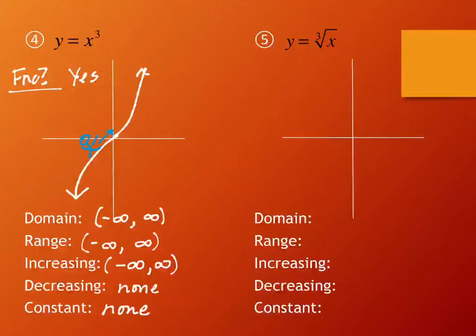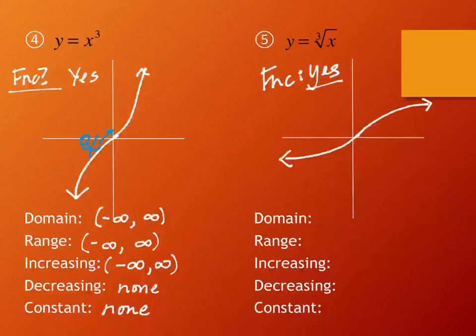Okay, so we did y equals x cubed. Now we're going to do y equals the cube root of x. That graph looks approximately like this. Is it a function? Yes. What's its domain? Negative infinity to infinity. What's its range?